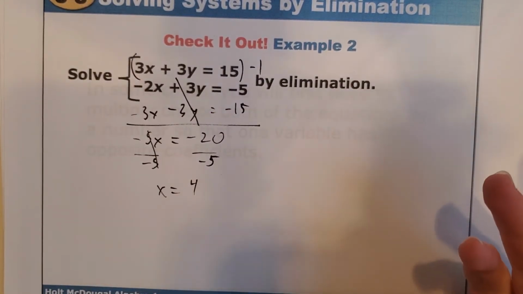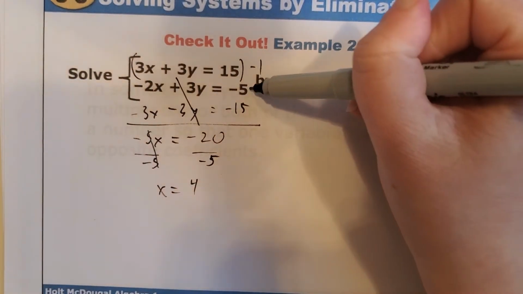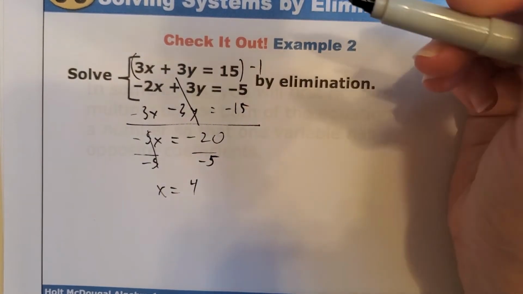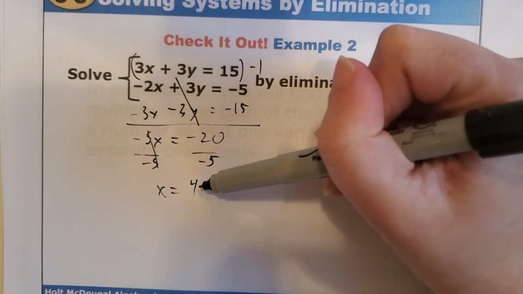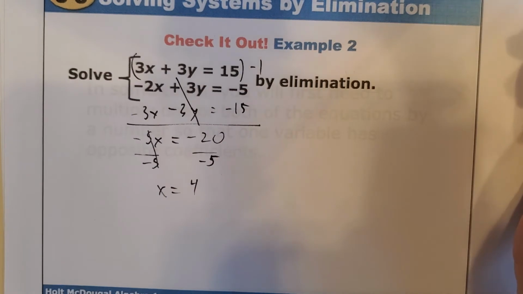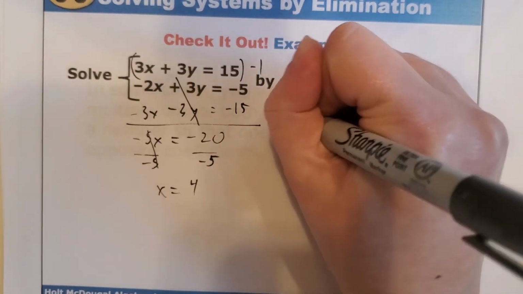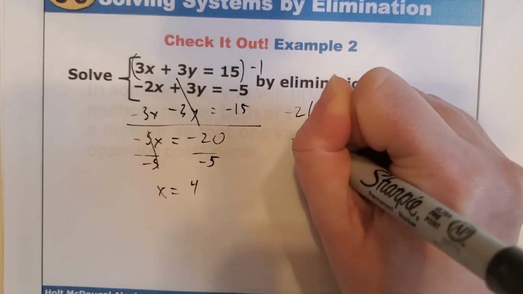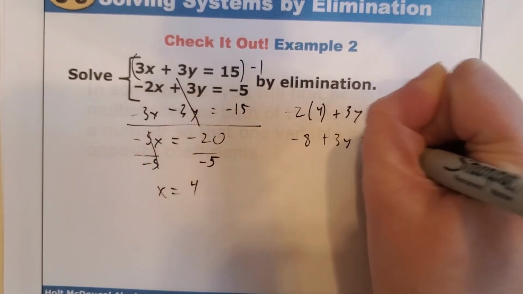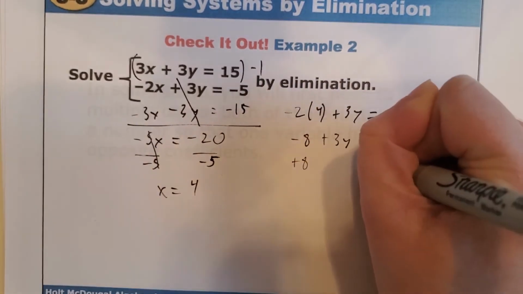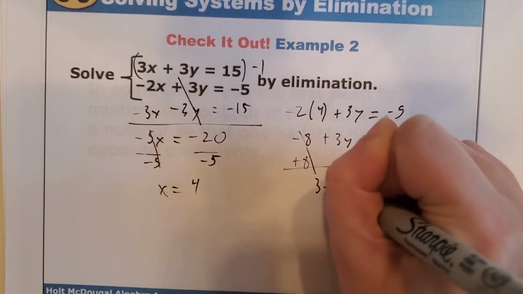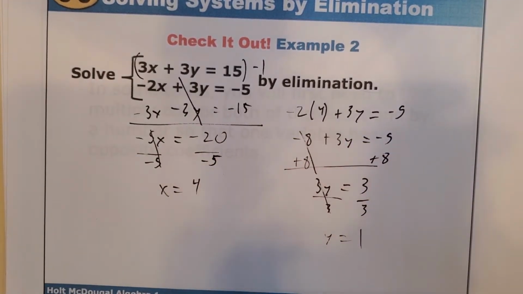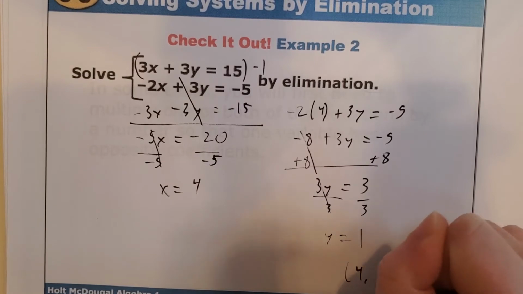There are coefficients for all of them this time. So the second equation has slightly smaller numbers. So I'm going to plug the 4 into the second one. Again, it really doesn't matter which equation you plug this 4 into. You should get the exact same thing either way. So I'm going to do -2 times 4 plus 3y equals -5. So this is -8. Add 8. 3y is 3. Divide by 3, y is 1. So there you go. 4, 1.